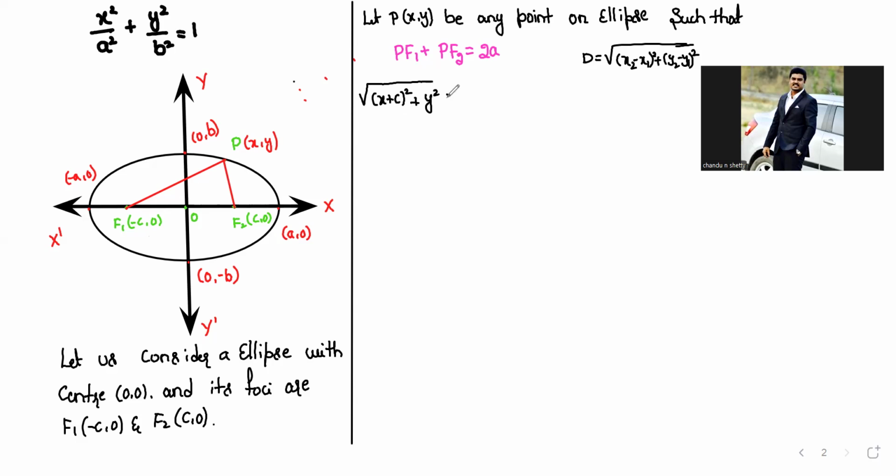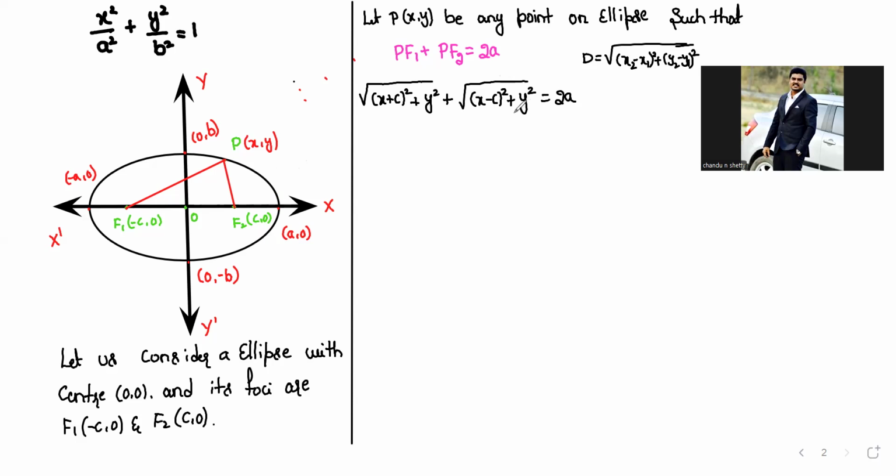Now plus PF2 also, we should apply the distance formula. So we get square root of x minus c whole square plus y square, equal to 2a. My dear students, you can observe here also there is 0. So y minus 0 means y only it will come, so y square we are taking. Is it clear to all of you?